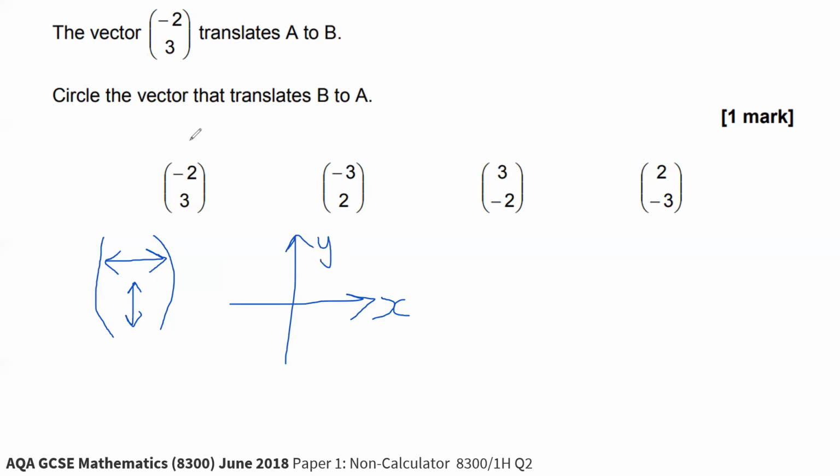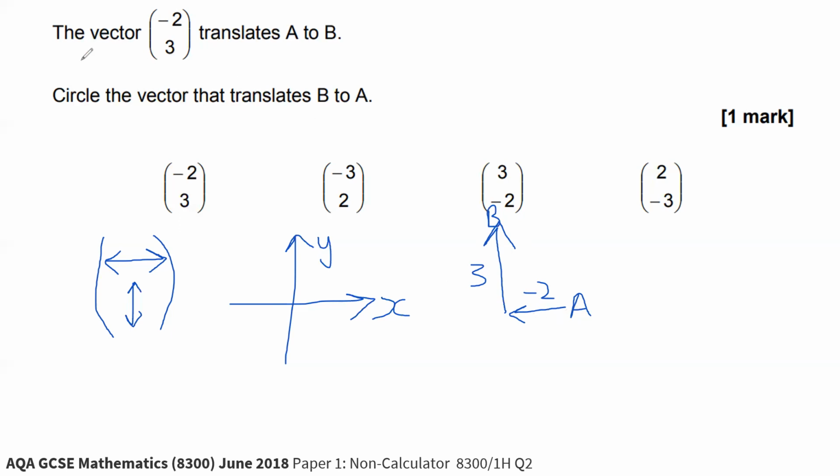So if we're looking at this particular vector, it says -2, 3, and that translates A to B. So if we put A here, we then need to move -2 in the x direction. So we're going to move this direction by -2. And then we need to move in the y plane, so up or down, by 3. Because it's a positive number, we're going to be moving up. And this will take us to point B.